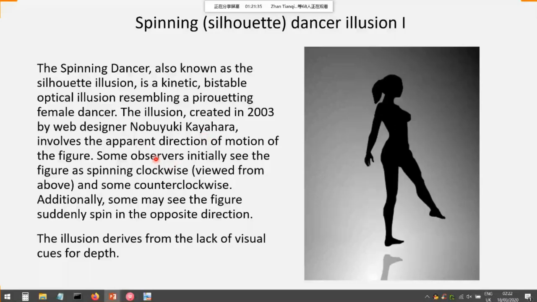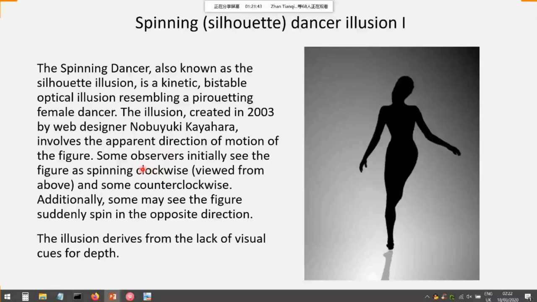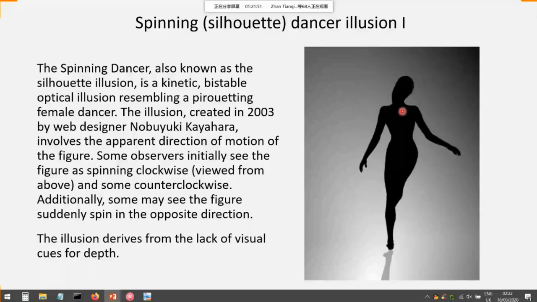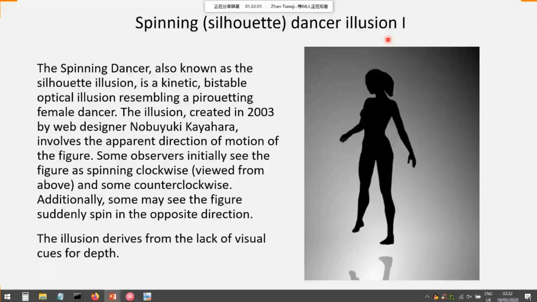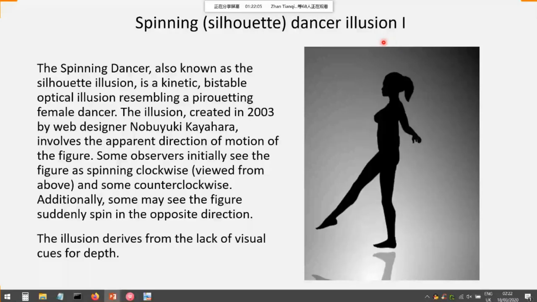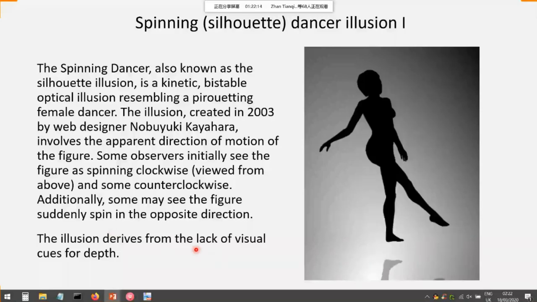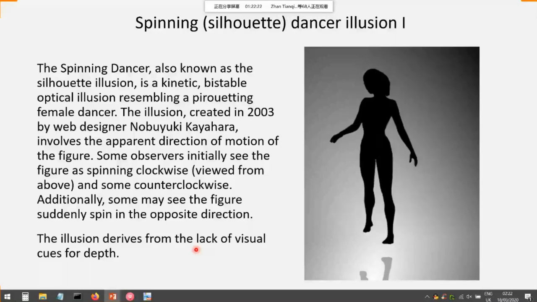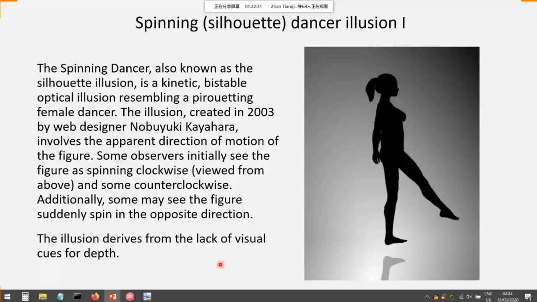And the interesting thing is the direction of the motion. Some observers initially see the figure as spinning clockwise, of course, viewed from above. So if you look from above, in which direction does this figure move? For me, it's clockwise, but not everyone will see it that way. It's possible to look at it again and all of a sudden you see it moving in the other direction. So now it's changed for me and I see it counterclockwise. The reason why we have this problem is a lack of visual cues of depth. I will talk about the different depth cues later.